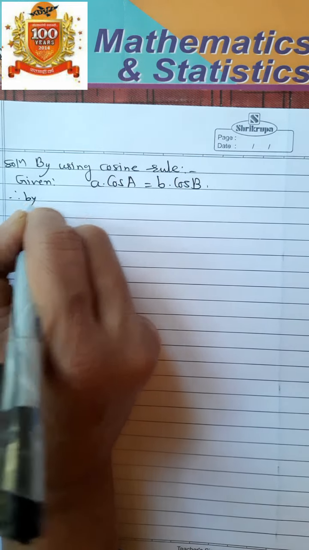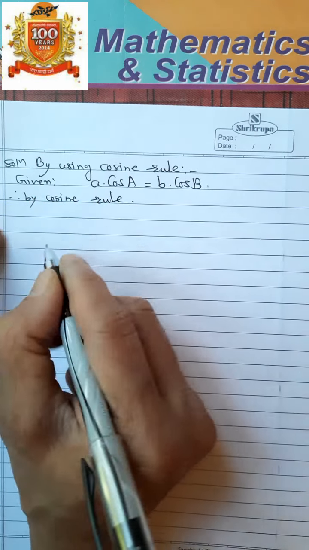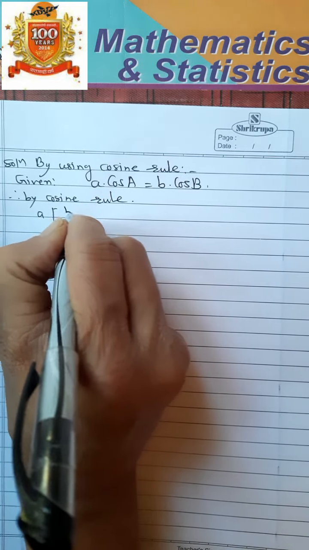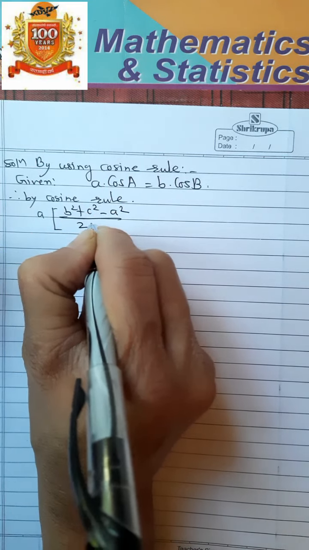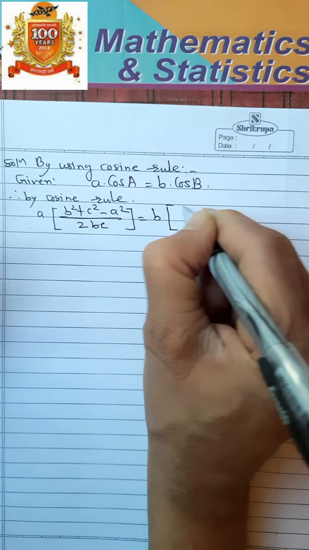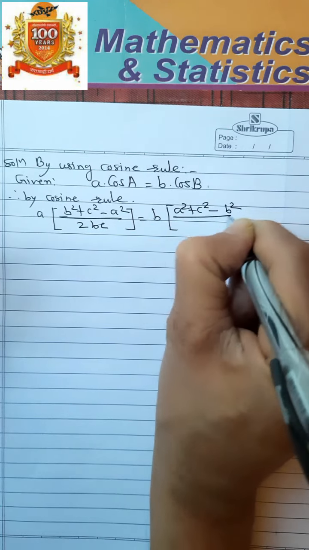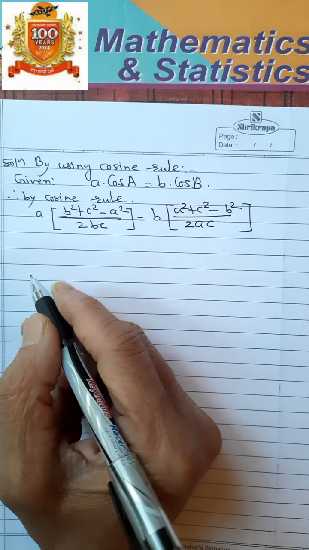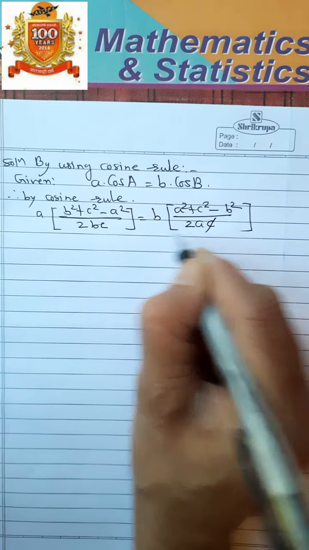Therefore, by cosine rule, we get A into bracket B square plus C square minus A square upon twice BC is equal to B into bracket A square plus C square minus B square upon twice AC. Isn't it? Now, this C gets cancelled.